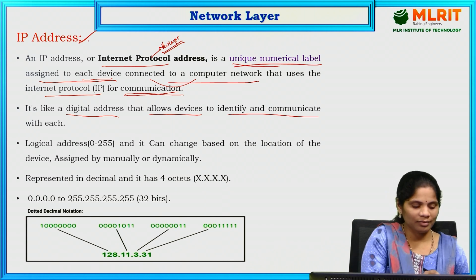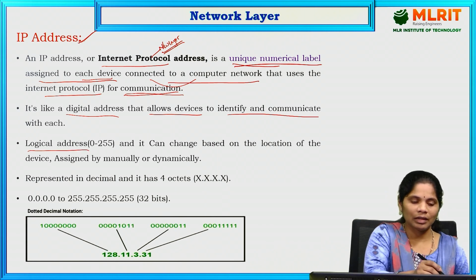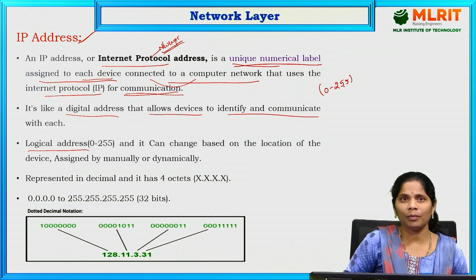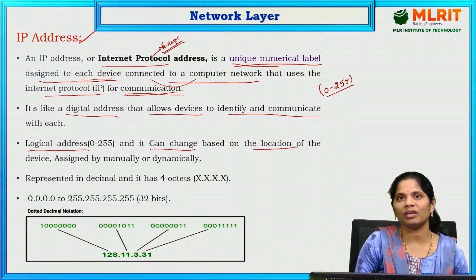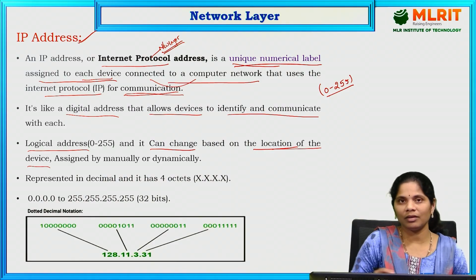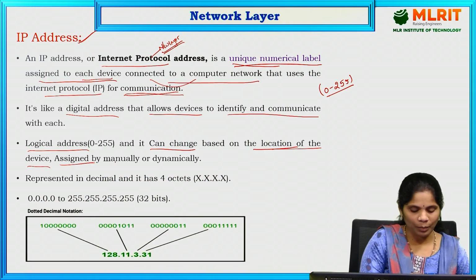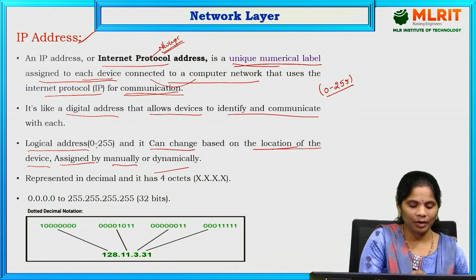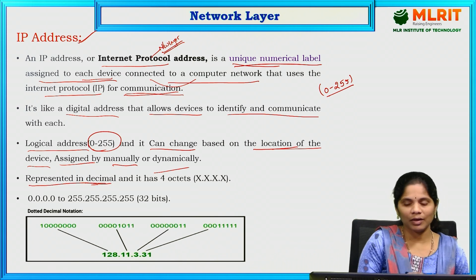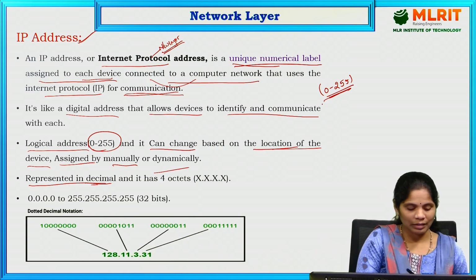This IP address is a logical address. The range of each part of the IP address is 0 to 255 only. It can change based on the location of the device; sometimes the IP address may change. It can be assigned manually, or we can assign it dynamically. But the range is 0 to 255 only. It is represented in decimal form, and it has 4 octets.